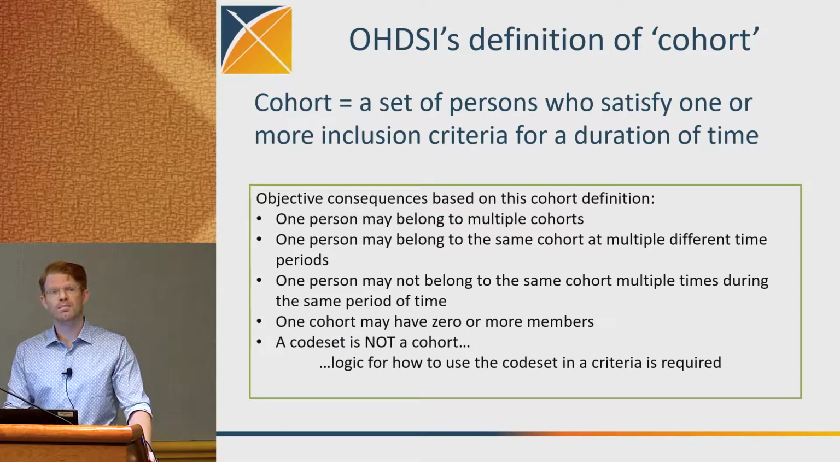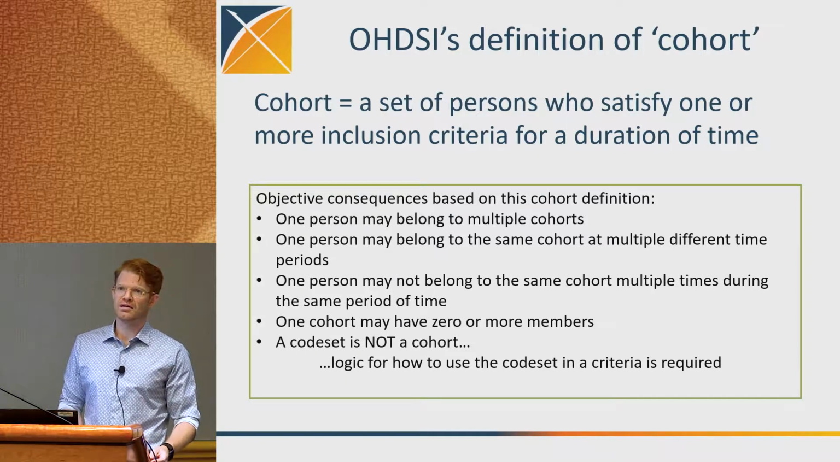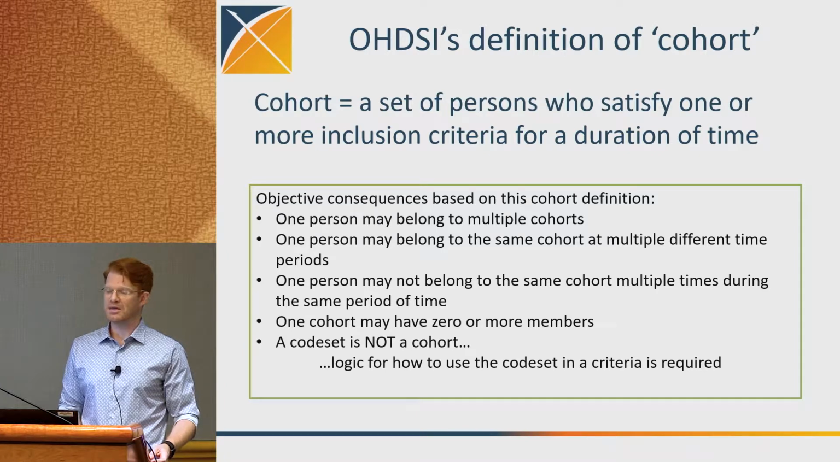Yes. A code set is a set of codes or concepts meant to represent clinical phenomena in a database, but on their own cannot be used to identify people. So a code set is a list of entities. They're supposed to represent clinical phenomena in a database, but a cohort is people that satisfy some rules, and then you have to use the concept sets to help identify them.